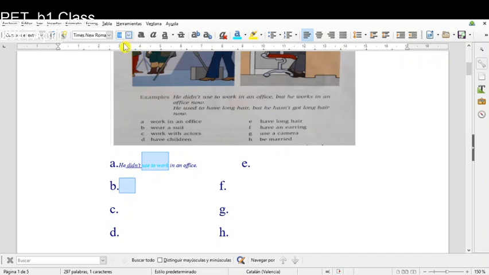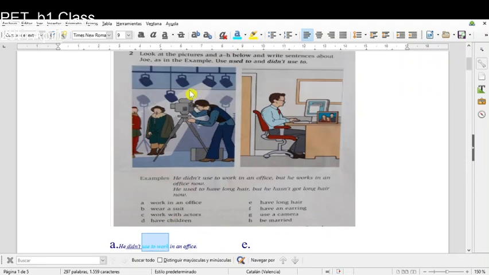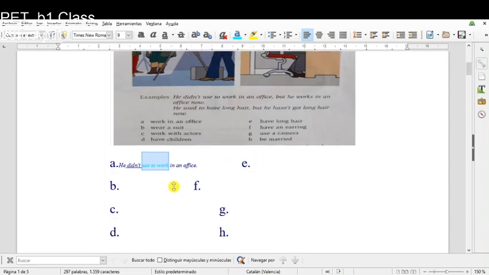Very good. Let's see. The next. Wear sword. Aquí llevaba no, and now he wears it. Por lo tanto, no solía llevarlo. He didn't used to wear a sword, but now he wears it. Very good. Let's go on.